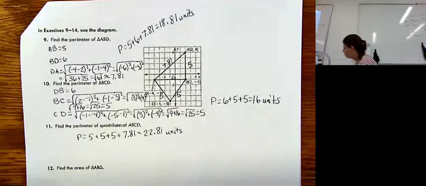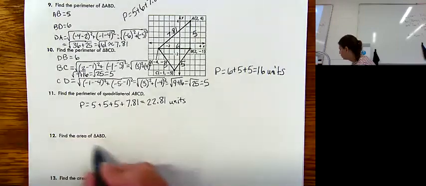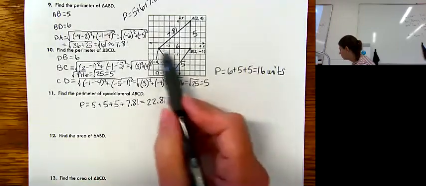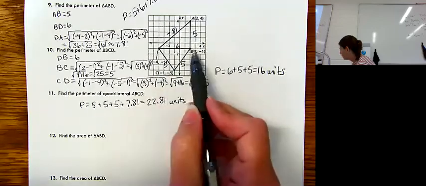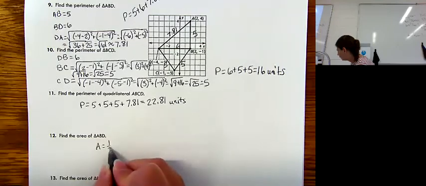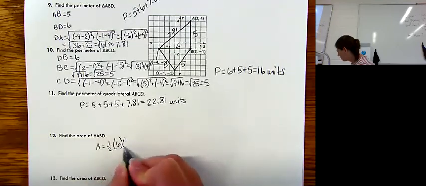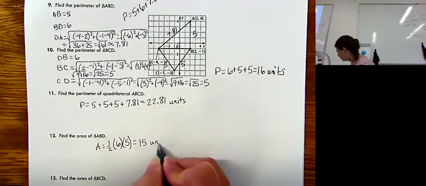And then you're also going to be asked sometimes to find the area of those same shapes. So we already found all the different information we need up here to find the area of ABD. So we have its base and we have its height. So we can easily find the area as 1/2 the base, which is 6, times its height, which is 5. So we're going to get 15 square units.